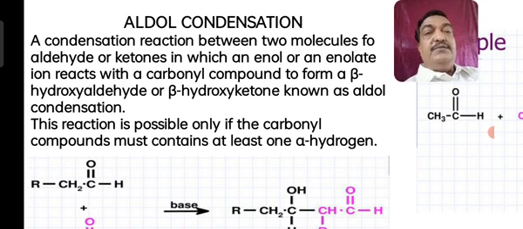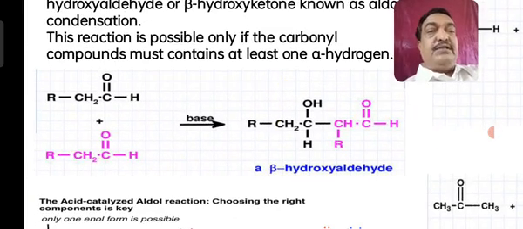Okay, this reaction is possible only if the carbonyl compound contains at least one alpha hydrogen. So what is this alpha hydrogen? How does condensation take place? I will discuss with this general example: RCH2 C double bond OH plus RCH2 C double bond OH. Both are aldehydes, or both are ketones, or one aldehyde and one ketone. Okay, so like this, when they are treated in presence of base.